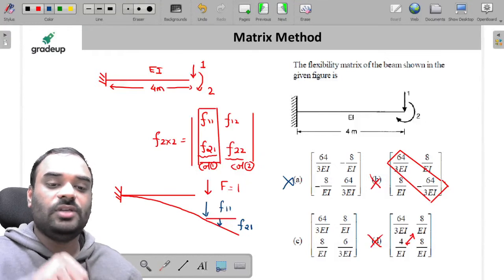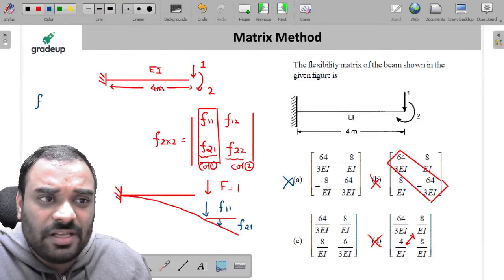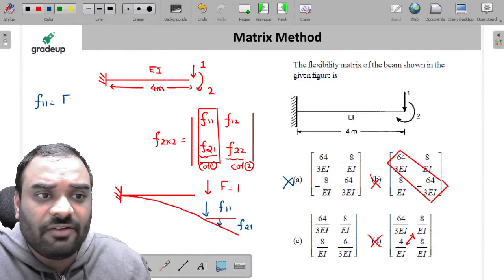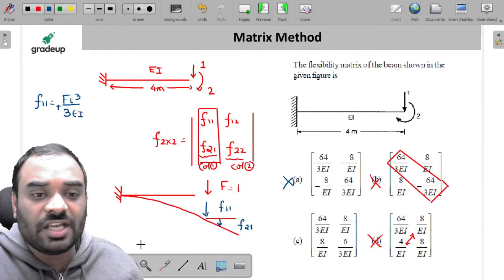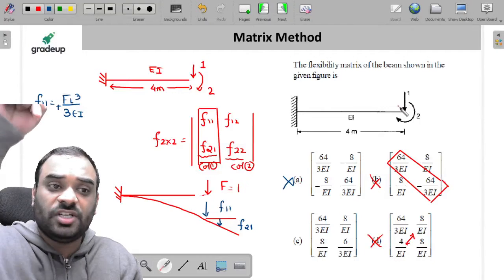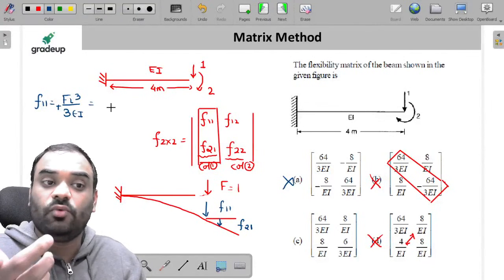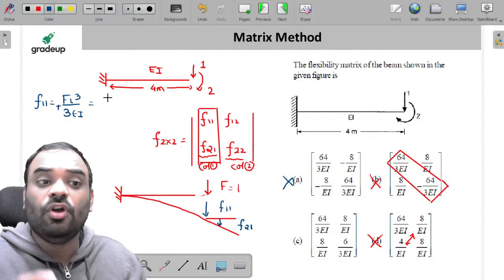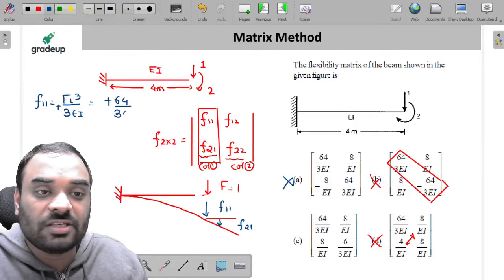So let me tell you, my friends, what is the value of F11? It is very simple. F11 is FL cube by 3EI, and it is always positive because the direction of F11 is downward as well as our coordinate direction is downward. So what is the value of F? It is 1. What is the value of L? It is 4. 4 cube is 64. So plus 64 divided by 3EI.